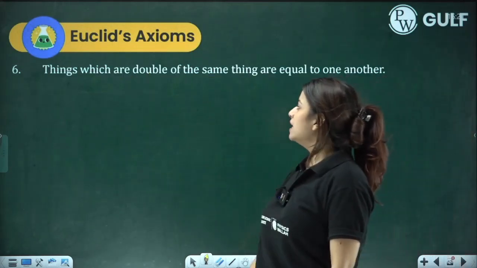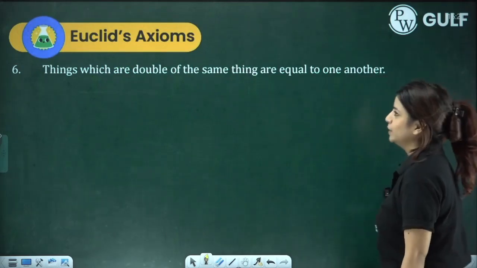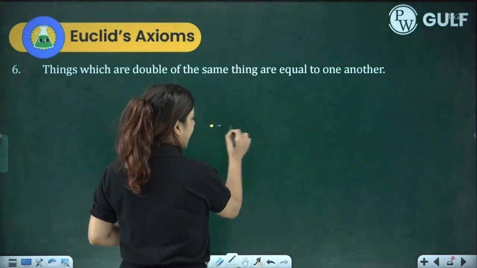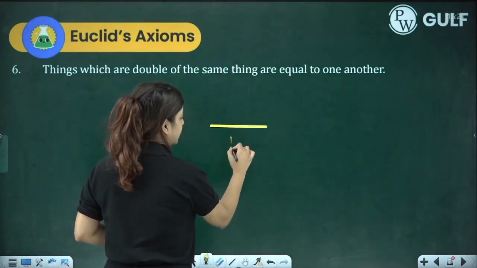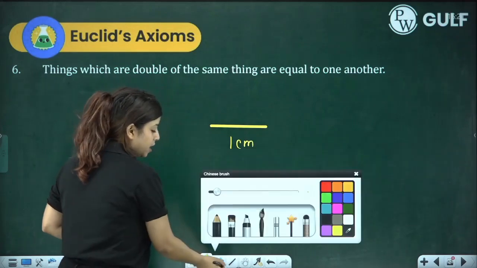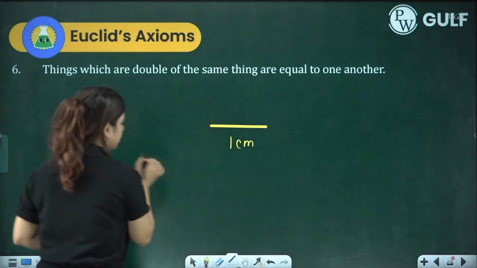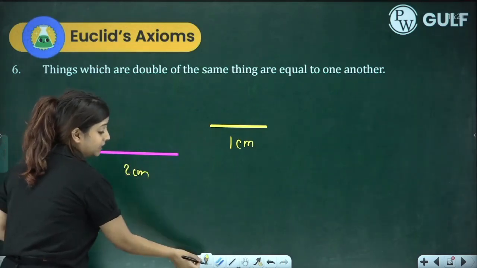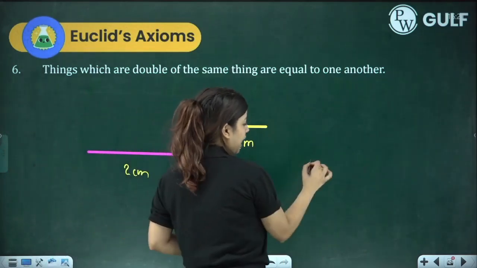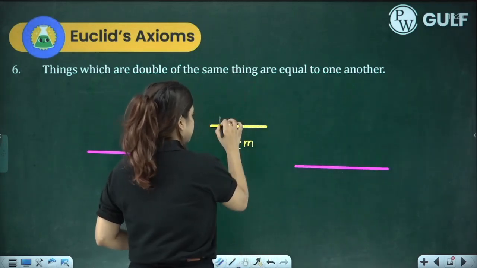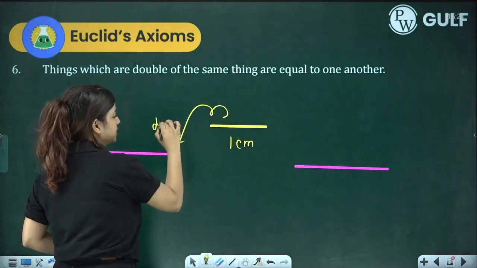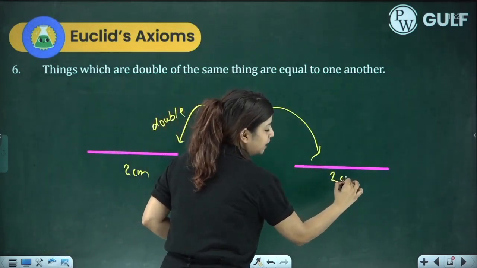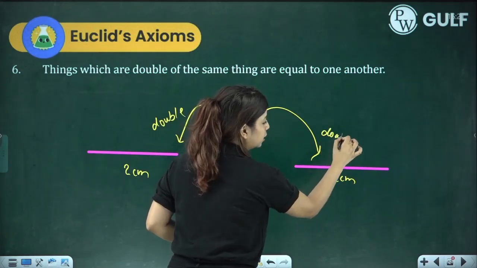Next we have, things which are double of the same thing are equal to one another. That means what? For example, I have a line segment, and this line segment is 1 centimeter. Now for this line segment, I have drawn one more line segment, and this line segment is 2 centimeter. That is double of it. And for the same thing, I have drawn one more line segment. So basically this line segment is double of 1 centimeter. This line segment is also the double of 1 centimeter, that is 2 centimeter.